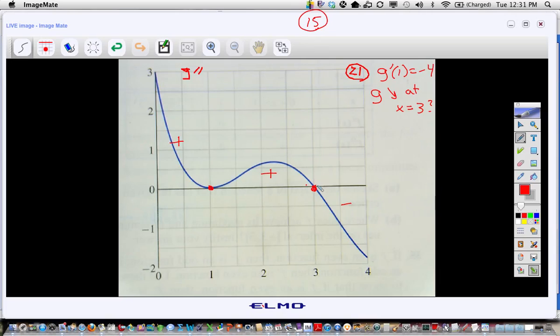Now, what's the next one say? G prime decreasing would be when G double prime is negative. So from 3 to 4, right? Again, that comes off the chart. But again, it's because G double prime is the slopes of G prime. So when G double prime is negative, G prime is decreasing. Okay, what was next?